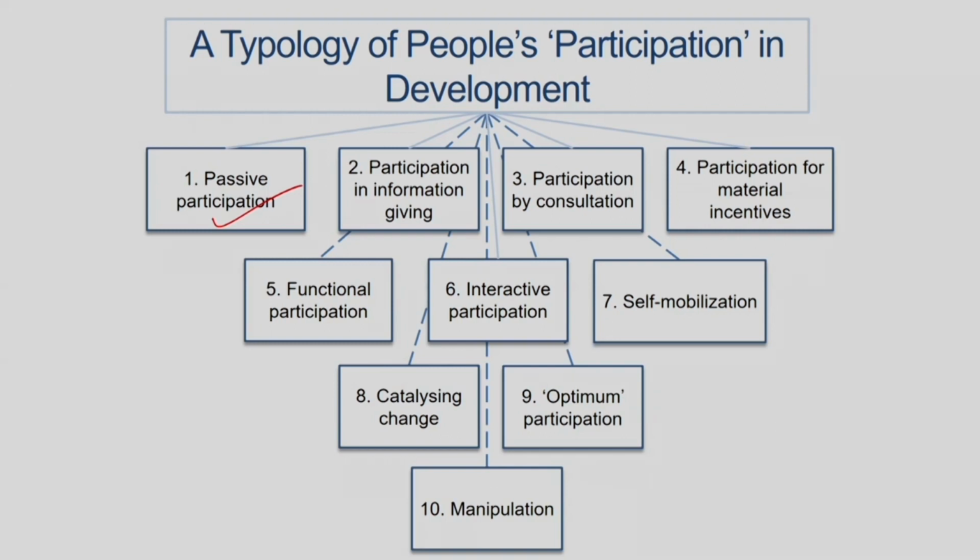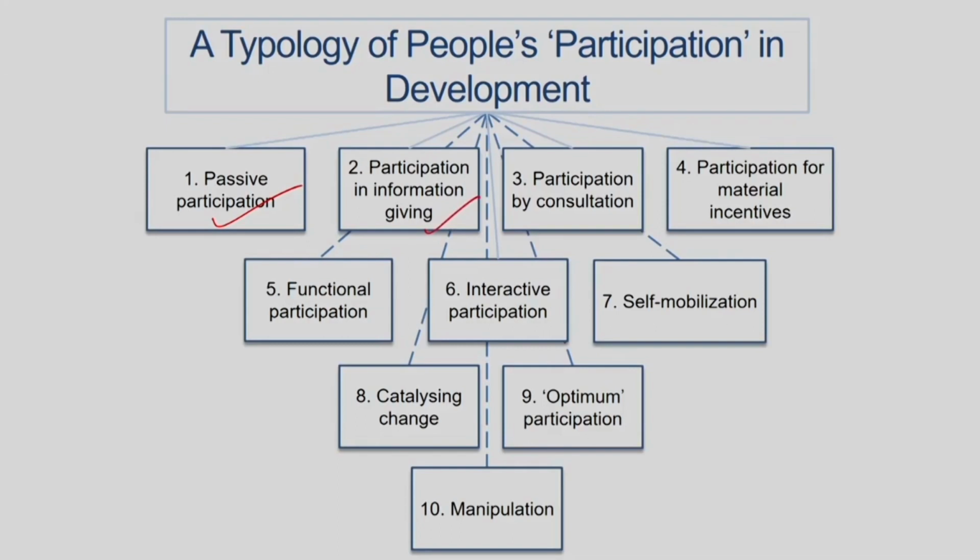Now, for example, in the case of the high yielding varieties of seeds, the green revolution that happened in India, the beneficiaries who received the high yielding variety technology were merely passively participating in the sense that the technology was imposed on them, and there was no scope on the part of the beneficiaries to challenge the use of a technology that is being provided to them. And the expertise with regard to the technology of the green revolution was held in the hands of the experts or the professionals who were involved in it. So, that is one of the examples of passive participation. Participation in information giving.